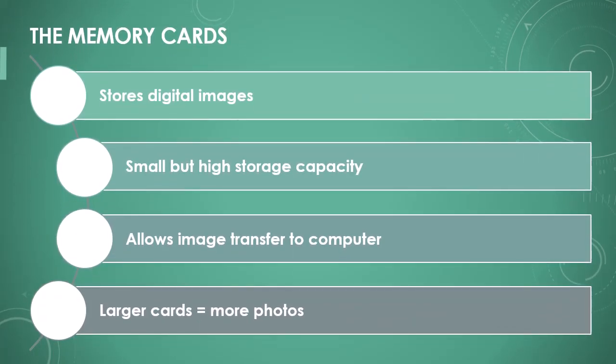Memory cards are used in digital cameras to store the images. They are small devices that can store many photos without having to change the film. The stored images can later be transferred to a computer. A larger memory card capacity allows you to take more photos.